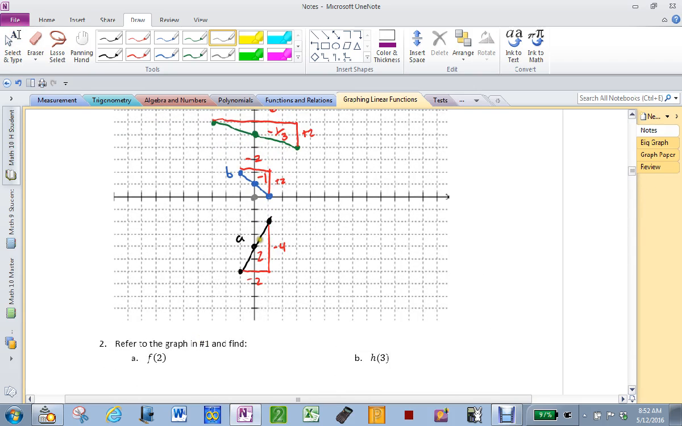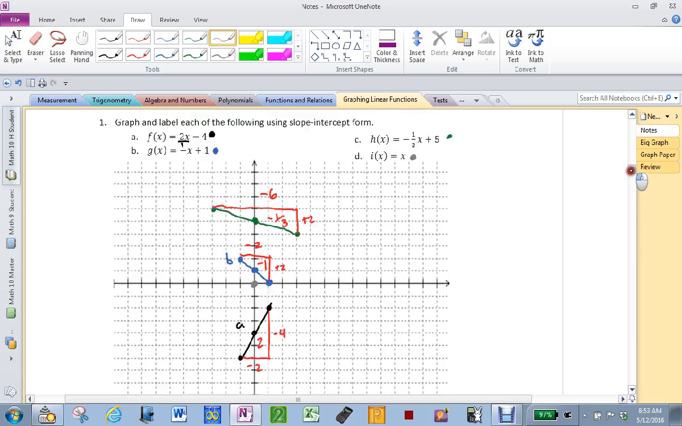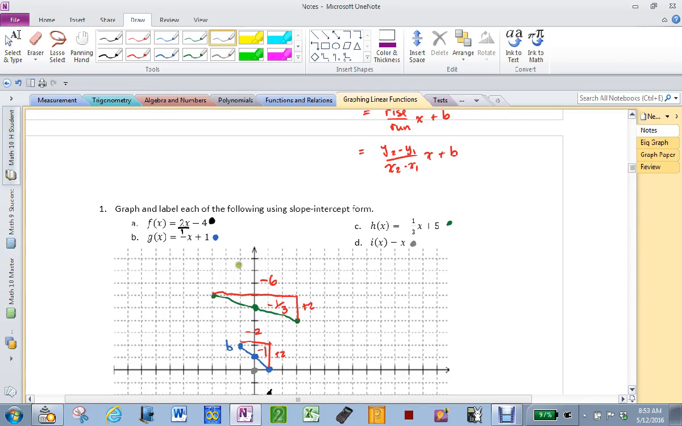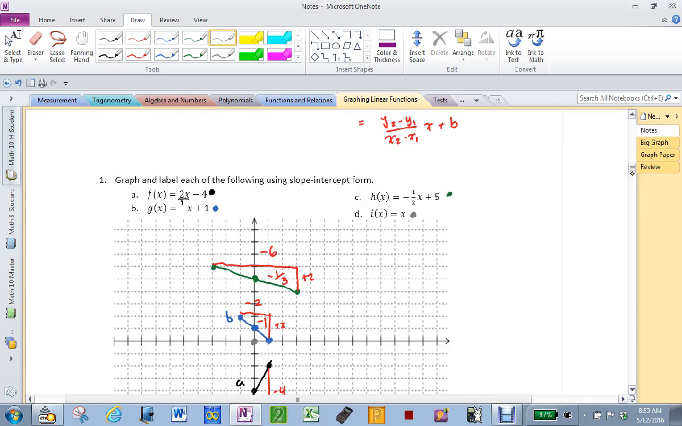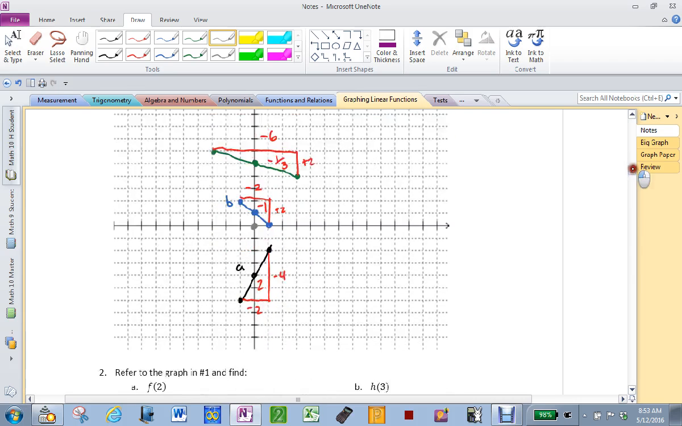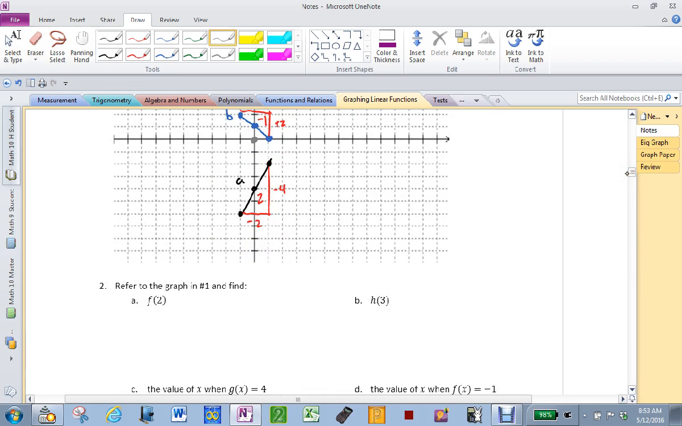Refer to the graph in number 1 and find the f of 2. So which of these uses the f of 2? A. So that for us is the black line, correct? Yeah. So the f of 2 means what? X is 2. So I go out to 2 and I find where the line is.